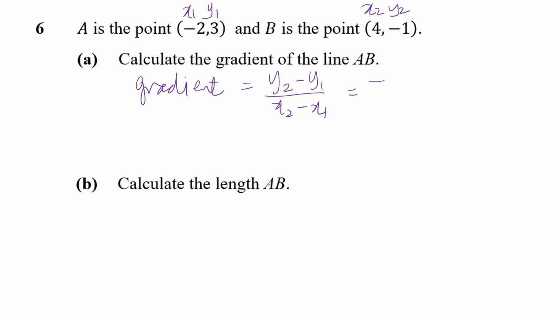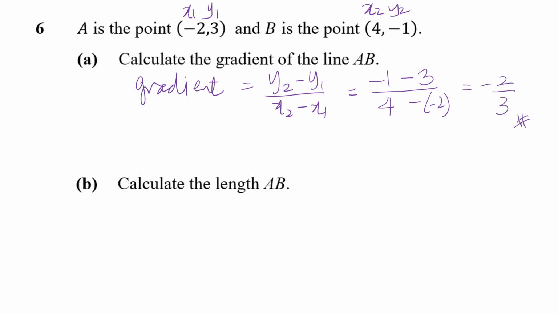So y2 is negative 1 minus 3. x2 is 4 minus bracket negative 2. Okay, you can use your calculator to work this out. Use the fraction symbol in your calculator. Negative 1 minus 3 over 4 minus bracket negative 2. Negative 2/3. So your gradient is negative 2/3.